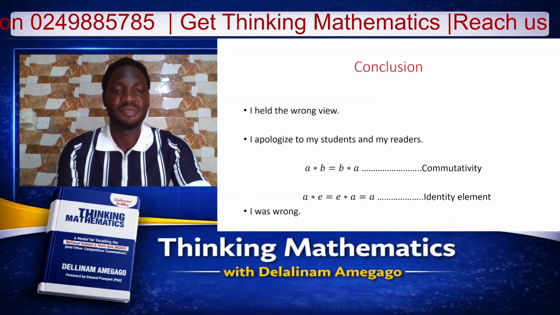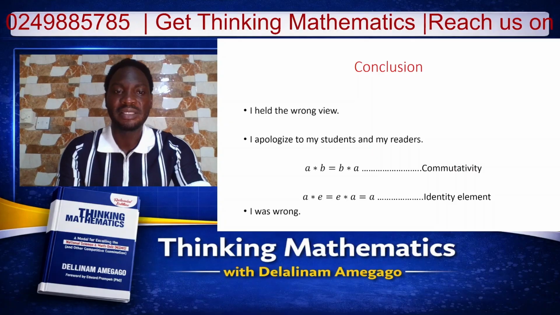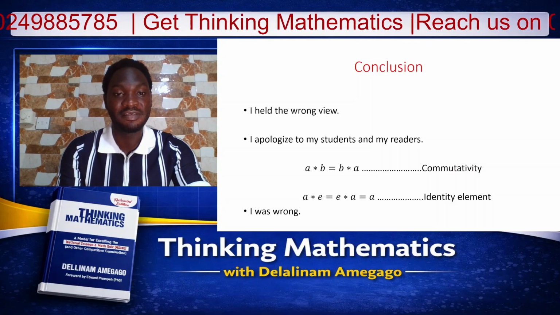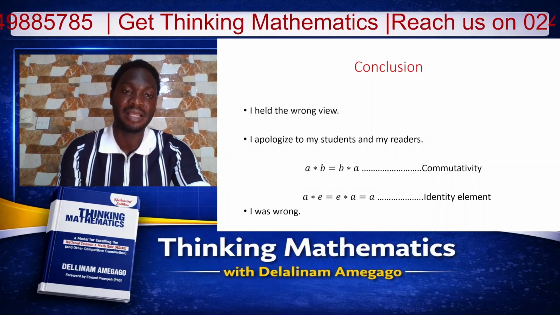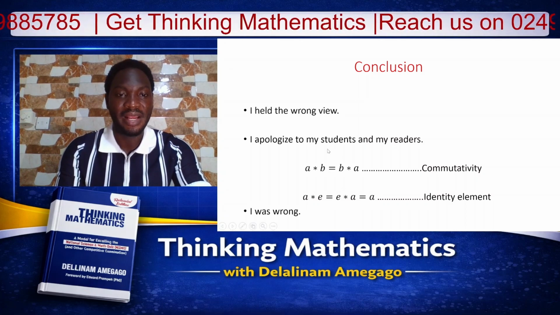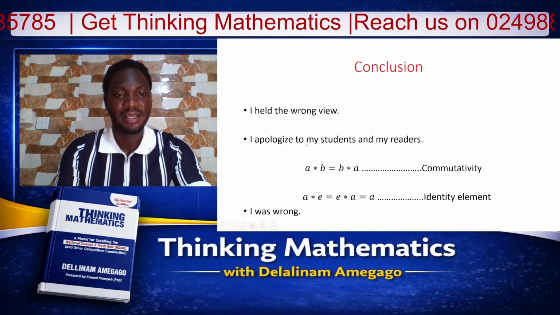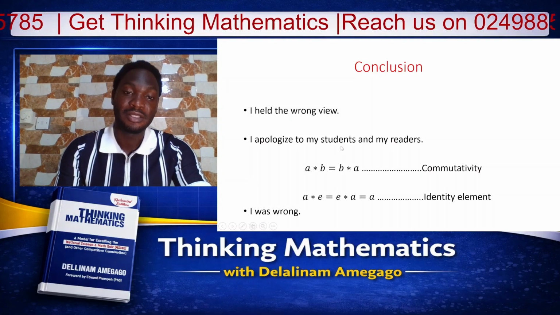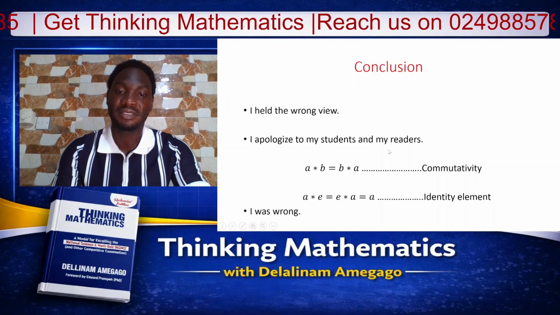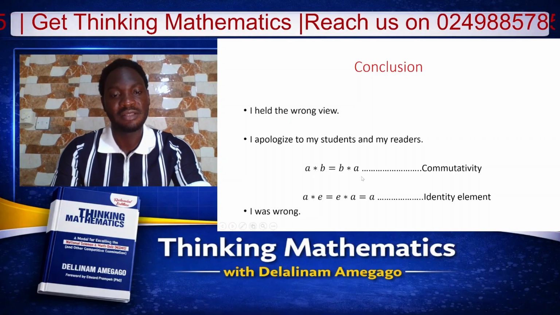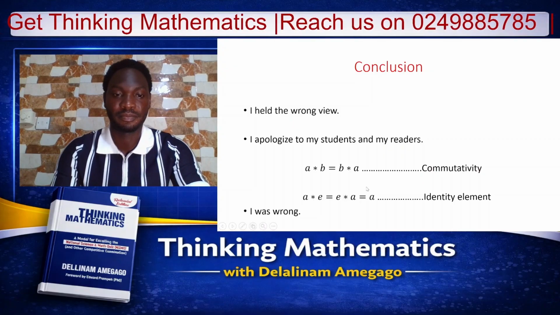It is important for me to do a presentation like this because I once held the view that commutativity was necessary for the existence of an identity element. When I realized I held a wrong view, I apologized and continue to apologize to my past students and the readers of Thinking Mathematics. I would also like to share with you how I came to that false conclusion.